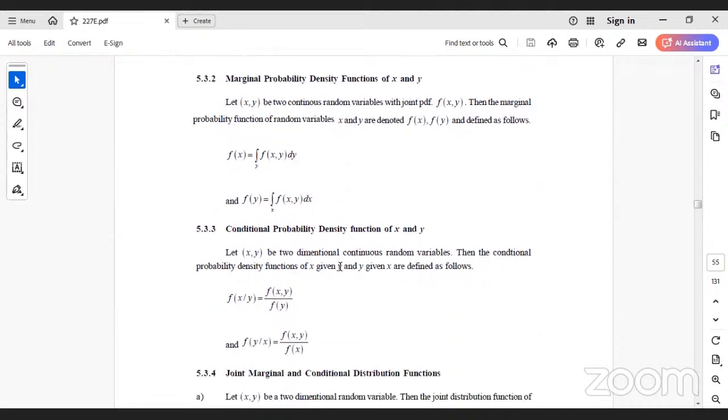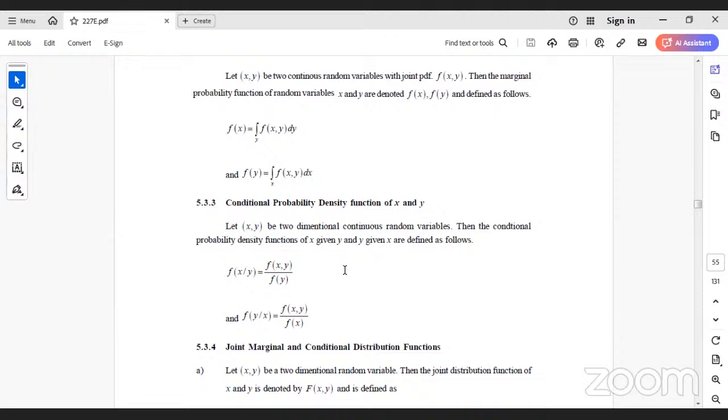What is the conditional probability? In the marginal probability density function, we take f of x equal to the integral of f of x, y dy, and f of y equal to the integral of f of x, y dx. Then the conditional probability density function of x and y: let x and y be two-dimensional continuous random variables. Then the conditional probability density functions are defined as follows: f of x given y is f of x, y divided by f of y, and f of y given x is f of x, y divided by f of x.